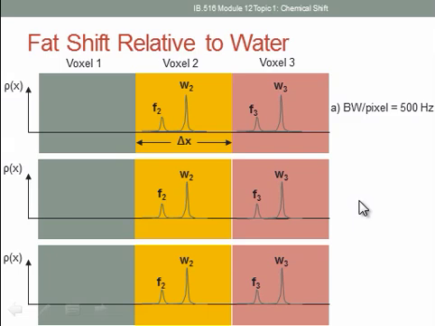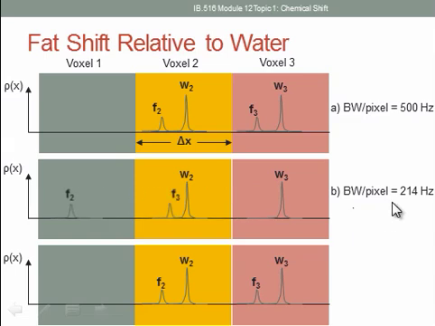So how much does it move? Well, if we set the bandwidth per pixel in this first case to a large enough value, the fat will appear correctly, or it will show up in the actual voxel where it's supposed to be. But if we reduce that bandwidth, let's say for 1.5 T, we've made the bandwidth per pixel equal to 214 Hertz, which is the same frequency difference between fat and water at that magnetic field strength.